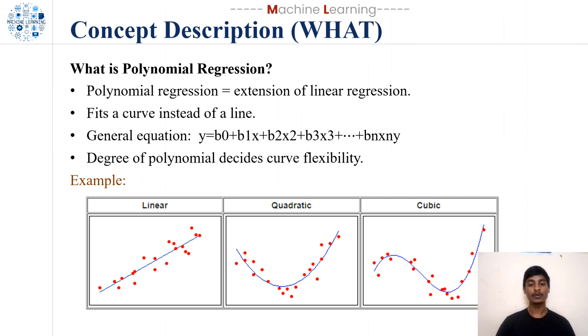Now here, the degree of the polynomial controls how flexible the curve is. A quadratic equation of degree 2 can capture U-shaped curves, while higher degrees can capture more complex patterns. In the example, you have the image showing that linear regression gives a straight line. In the quadratic, we should see a U-shape, and in the cubic, a more complex pattern.